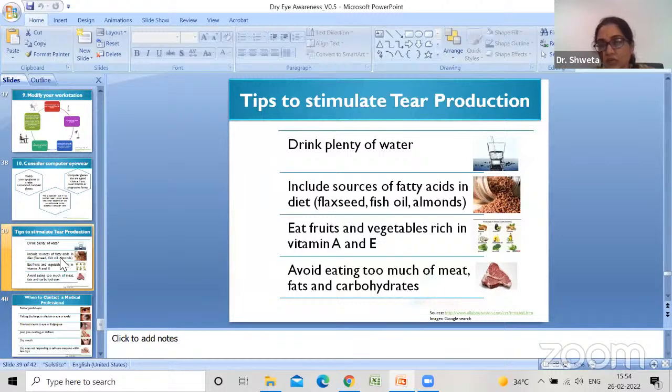So what are the other things? Very common is the question regarding diet. So we have to drink a lot of water, on an average at least 8 glasses per day, and all the vitamin A rich foods, that is all yellow colored fruits, all green leafy vegetables. Fish is also good.